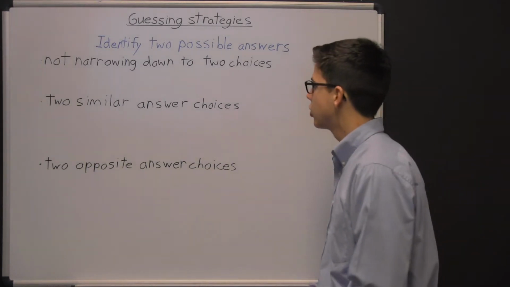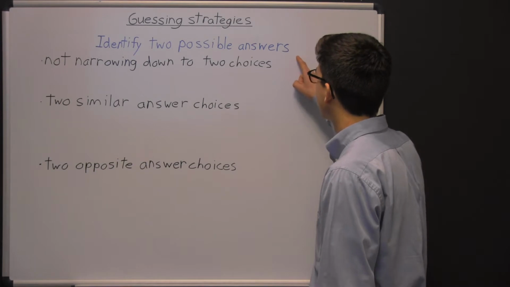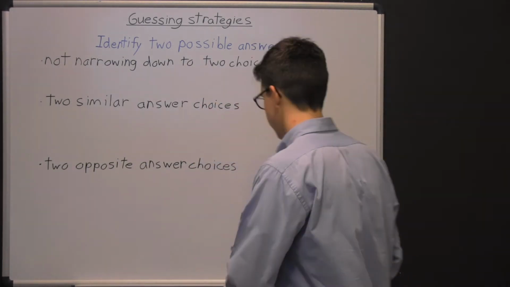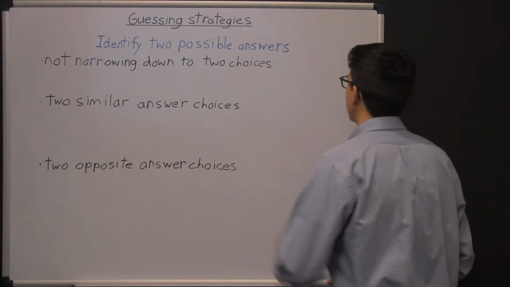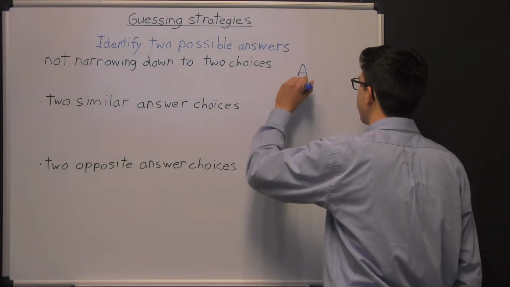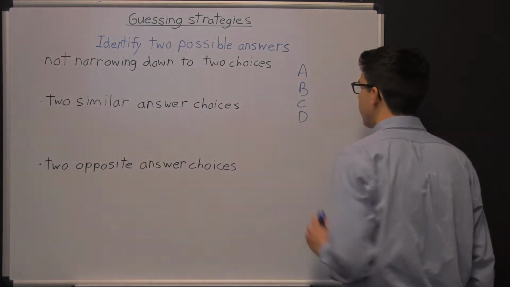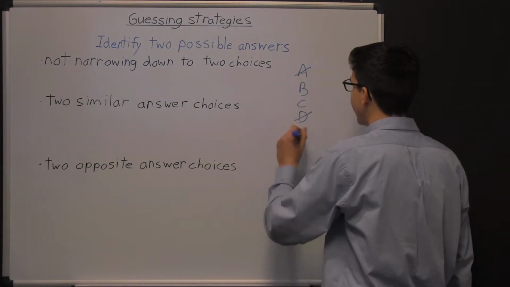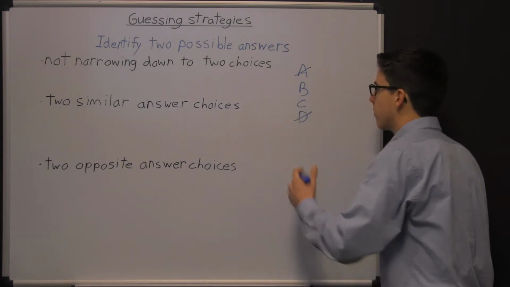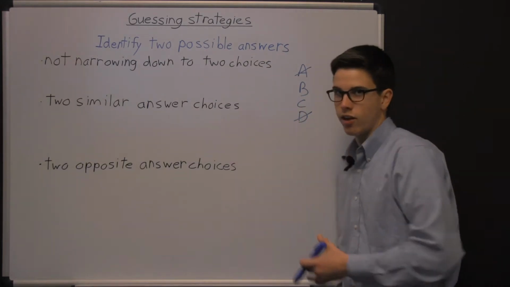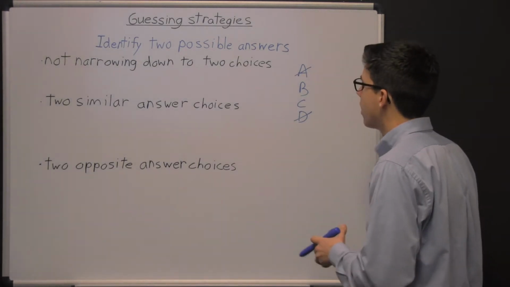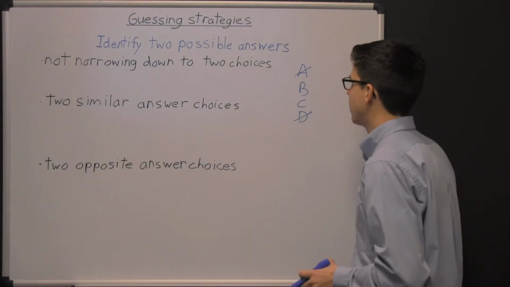An effective guessing strategy is identifying two possible answers. Now, this is not narrowing down to two choices. So say you have answer choices A, B, C, and D. If you were doing something like the process of elimination, you might eliminate A and D, and then you have two answer choices, which is great because now the probability of you getting the correct answer just went from 25% to 50%. But identifying two possible answers is different.